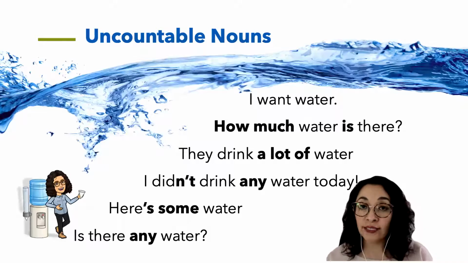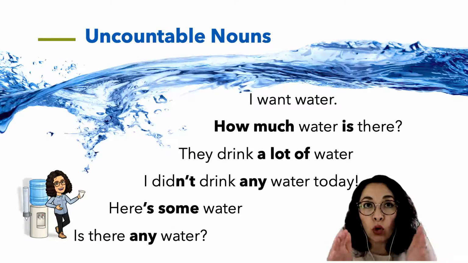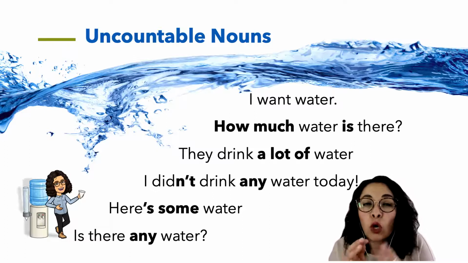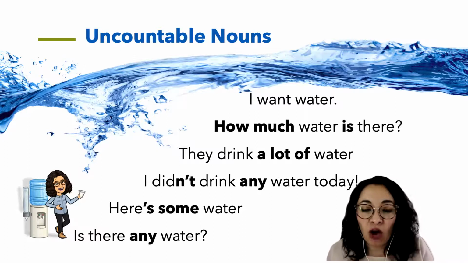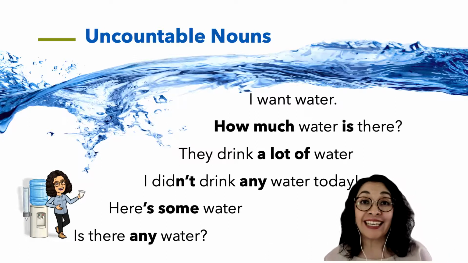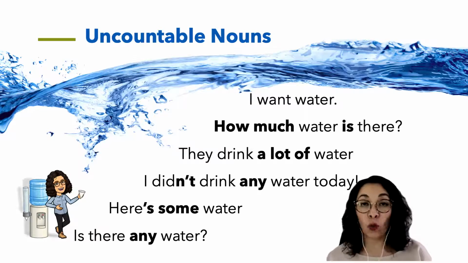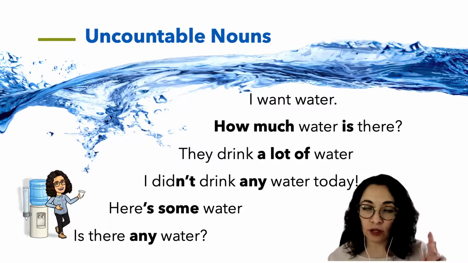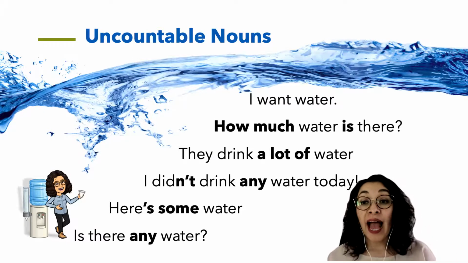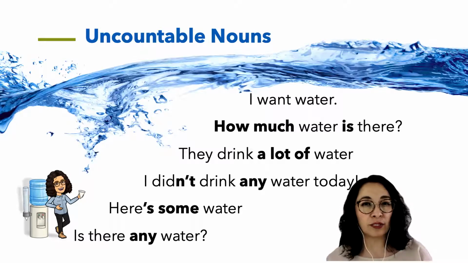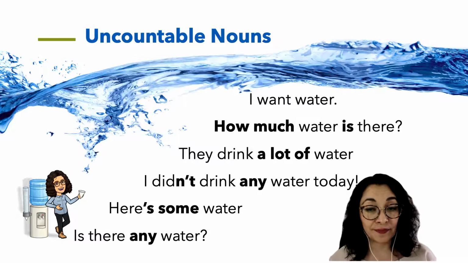Look at this uncountable noun, water. I want water. Use it just like that, the word. No a and no two. How much water is there? To ask about the quantity, we use much, not many, much. And we always use the singular form of the verb with uncountable nouns, is.